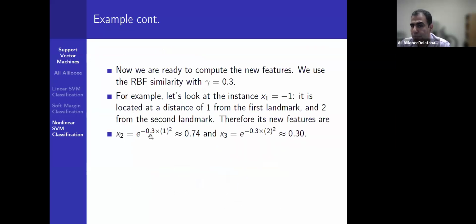Then we plug into the formula. I have chosen gamma as 0.3. The distance to one landmark was 1. Then here we have e to the power of -0.3 times 1 squared.